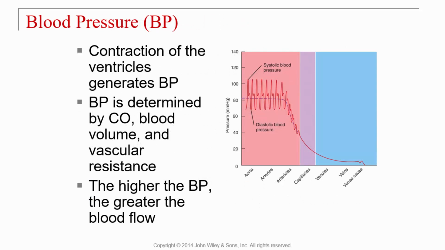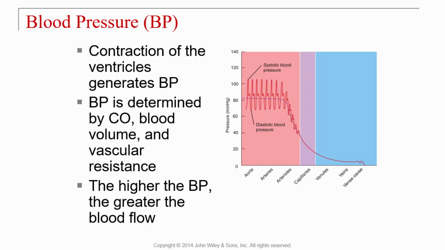Blood pressure. Contraction of the ventricles generates blood pressure. Blood pressure is determined by cardiac output, blood volume, and vascular resistance. The higher the blood pressure, the greater the flow. So let's look at some of these. Blood pressure determined by cardiac output. The greater the cardiac output, typically the higher the blood pressure. The higher the blood volume, typically the higher the blood pressure.